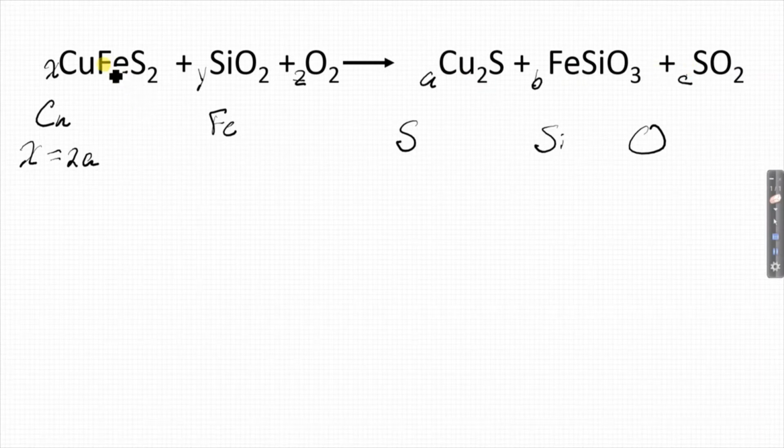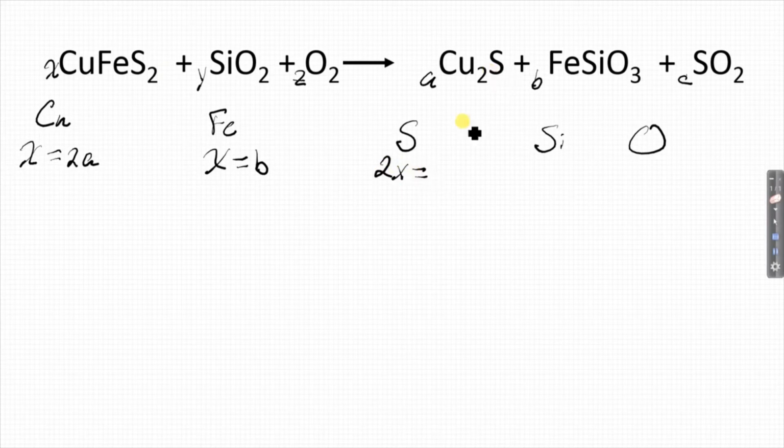The next element in my chain here is iron. There's only one iron here in my chalcopyrite, and so it is simply X. And where else do I see iron? Well, I don't see it till the other side, with B. So X equals B. The next element in our reaction here is sulfur, and I see two sulfurs here, so 2X.